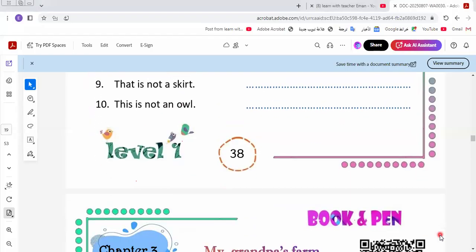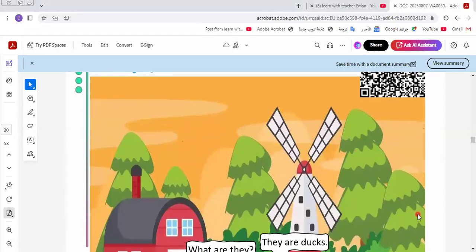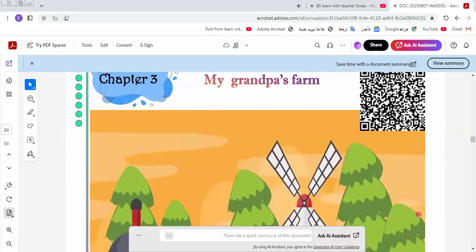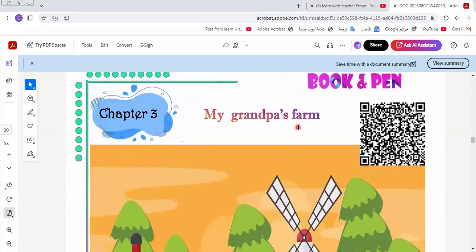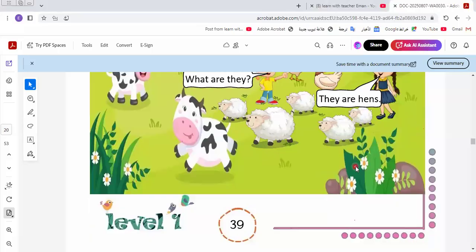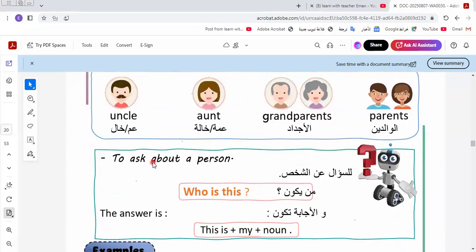Today I don't give you more items, because I know it is too long and an overload for you to study all these things. I give you a few things today to be able to study. Here is my grandpa's farm. Let's know this story. What are they? They are ducks. What are they? They are hens. So here we have some vocab.